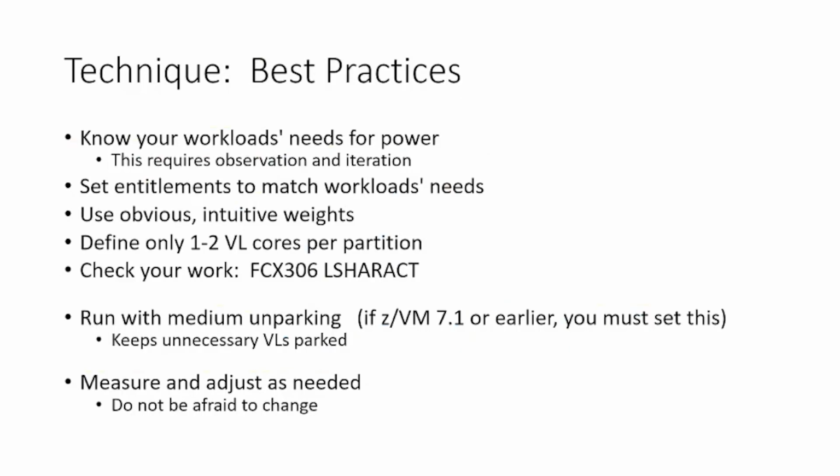So best practices: know your workload's needs for power. Make sure you observe the way your partitions are running. Set their entitlements to match the needs of the workload. Use weights that immediately portray entitlements. Use only 1 to 2 vertical lows per partition, and then pay attention to the LPAR Act report or your performance product's equivalent to see how it's going. Watch the relationship between entitlement and use of power to make sure that your partitions are running on entitled power most of the time. Run with medium unparking, and don't be afraid to make changes.